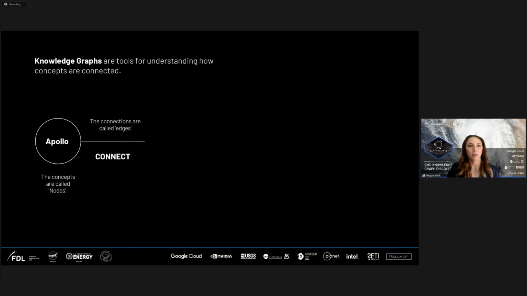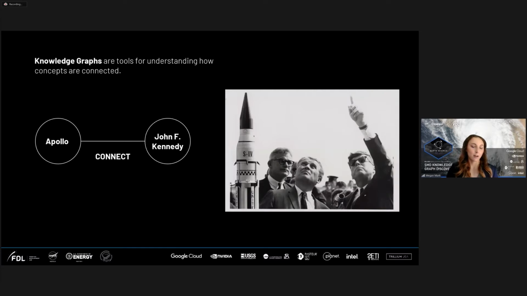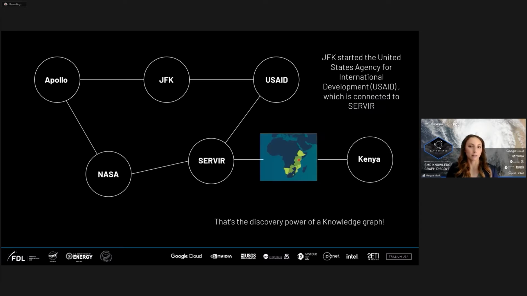So a knowledge graph is a tool for understanding how concepts are connected. For example, we have Apollo, and it is the node, and it is connected through an edge to John F. Kennedy. Well, John F. Kennedy is connected to the United States Agency for International Development, which is then connected to SERVIR. SERVIR provides satellite data to developing countries and works with Kenya. So Apollo is related to Kenya, and you wouldn't know that without the discovery power of a knowledge graph.